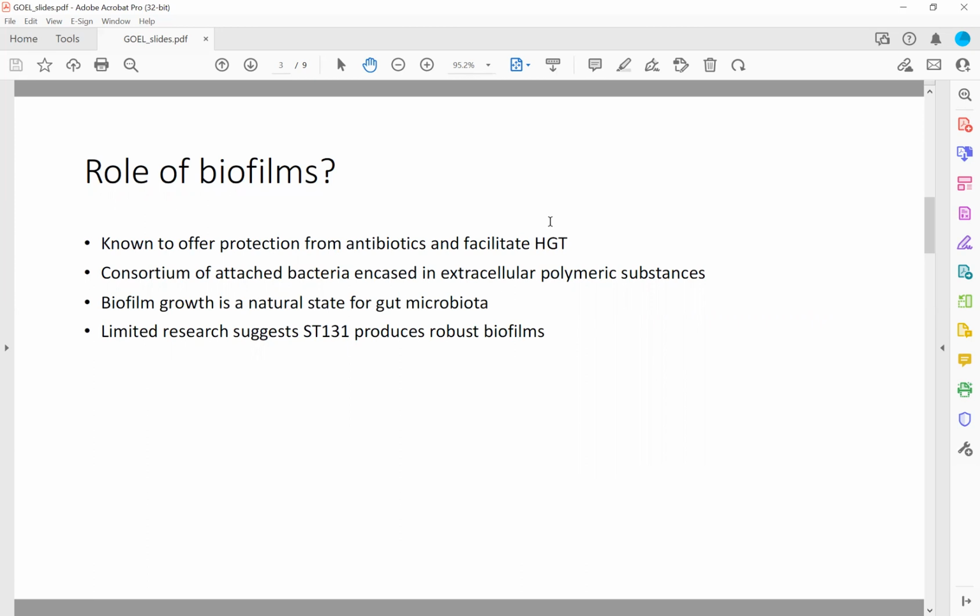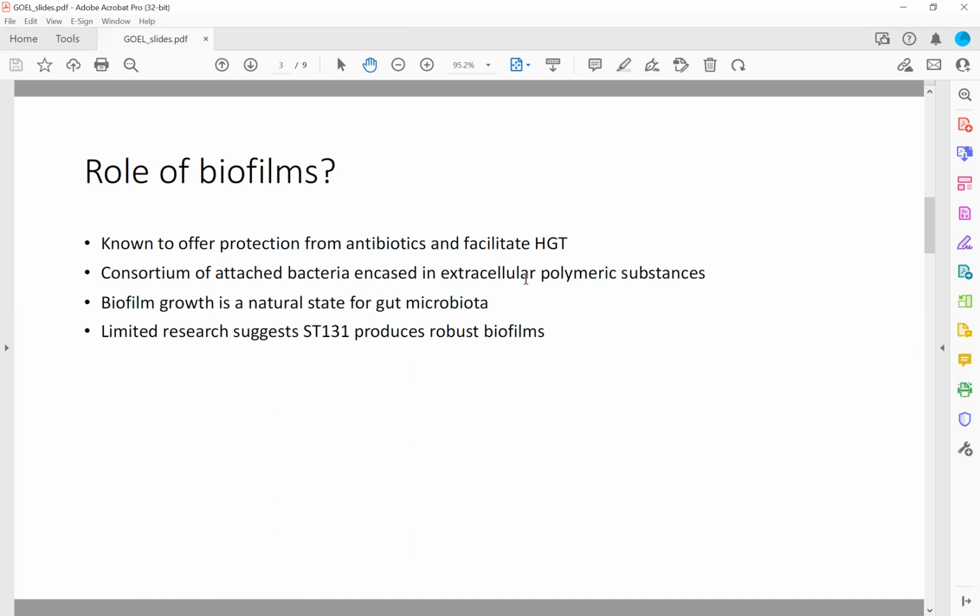And what's interesting about biofilms is that they've been shown to offer tremendous protection from antibiotics. The bacteria are encased in this coating, but biofilms also facilitate horizontal gene transfer, which is the exchange of genetic material between bacteria. And there isn't too much research on ST131's biofilm producing capabilities, but what is out there has suggested that they produce really great, robust biofilms, and potentially they might be better at producing biofilms than non-ST131 ExPEC, or extraintestinal pathogenic E. coli.